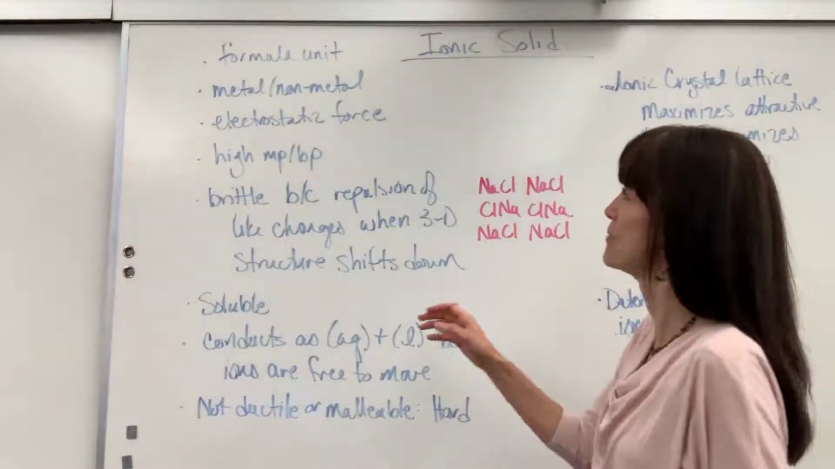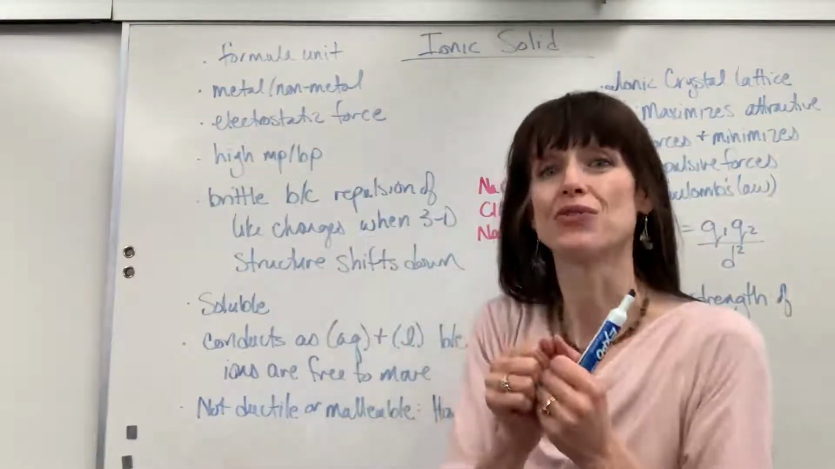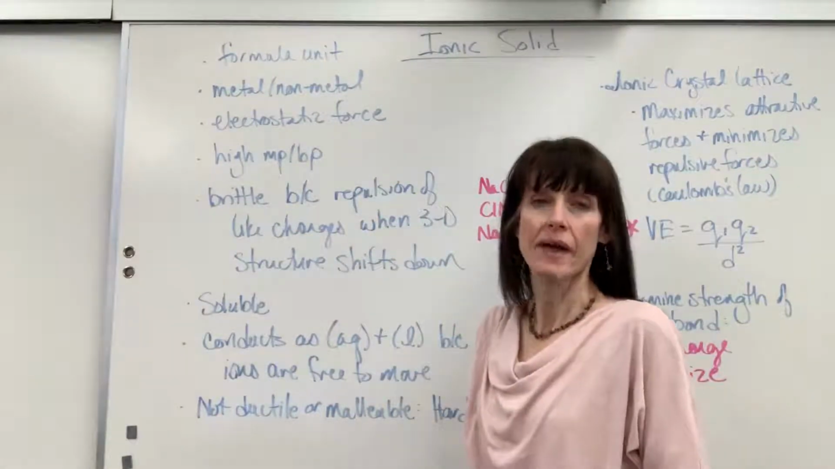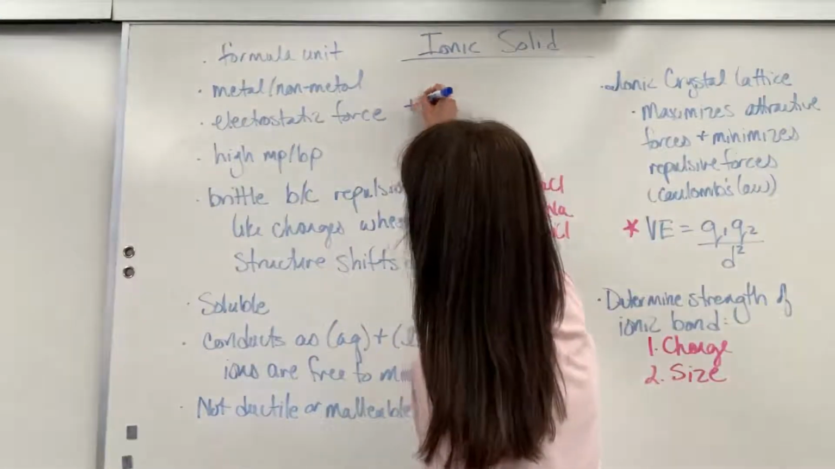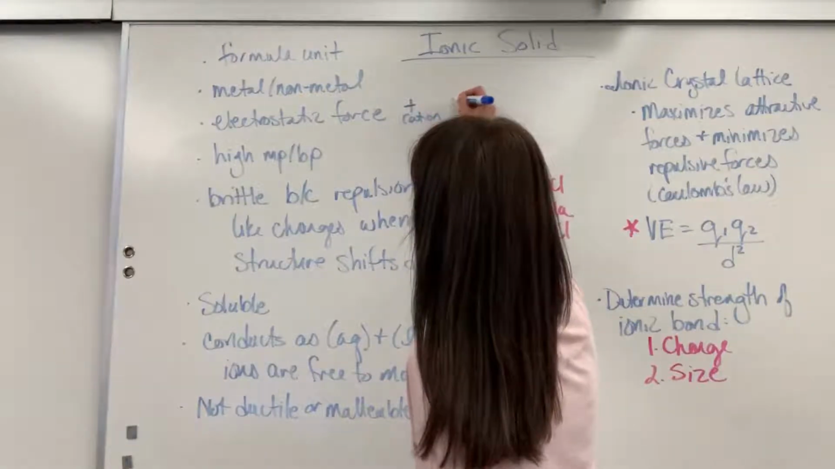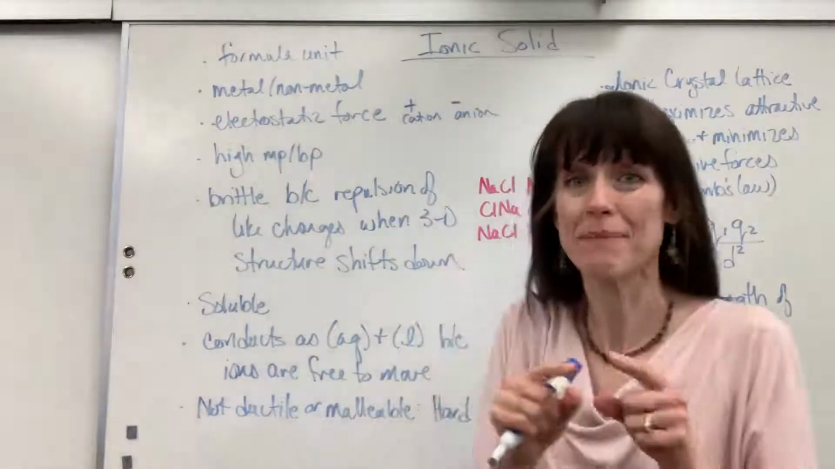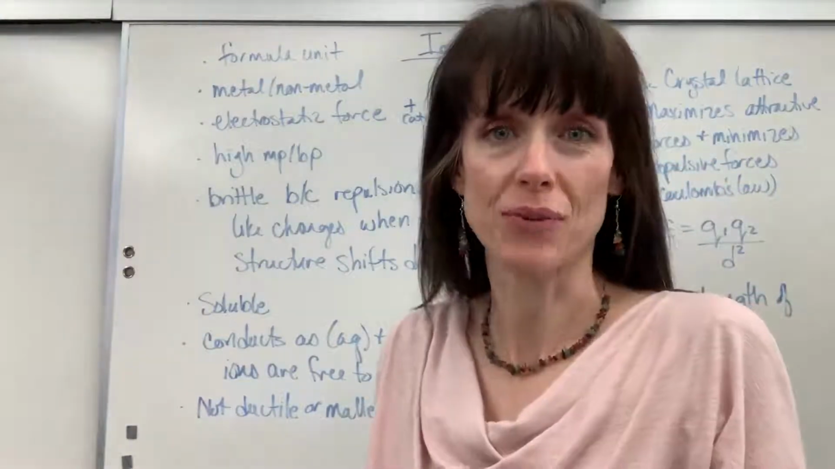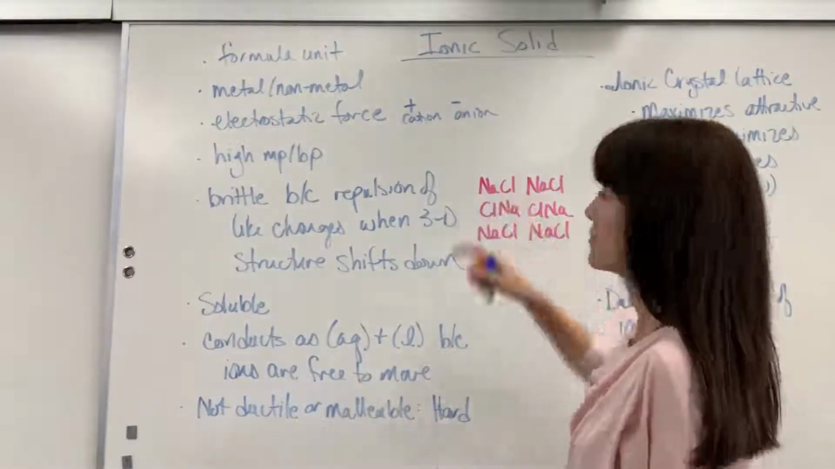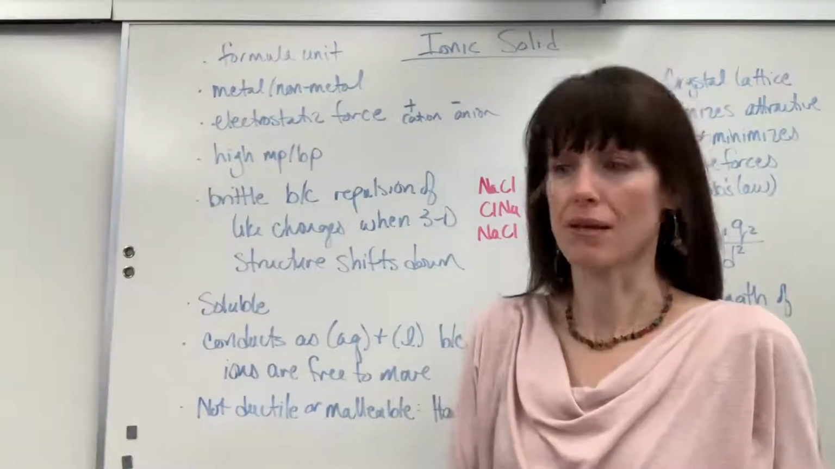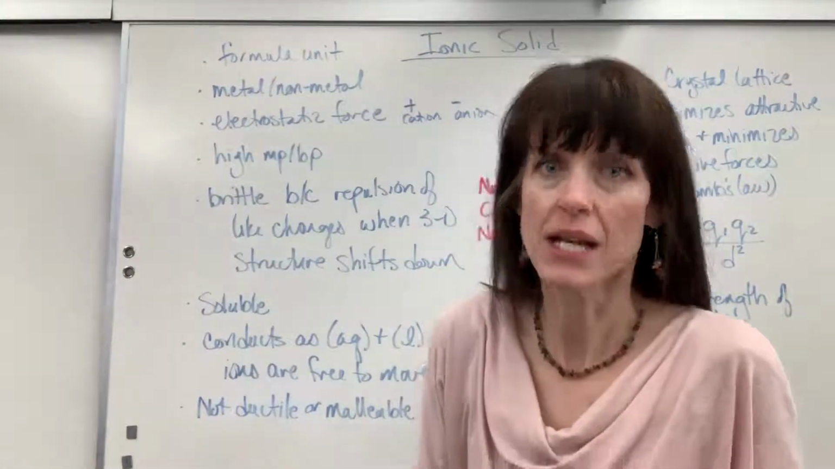All right, so metal, non-metal, that force, that intramolecular force that holds the atoms together is called an electrostatic force. And this is simply the positive of the cation is attracted to the negative of the anion. They're like baby magnets, but don't be fooled. That positive and negative is crazy, crazy strong. It's like magnets on steroids.